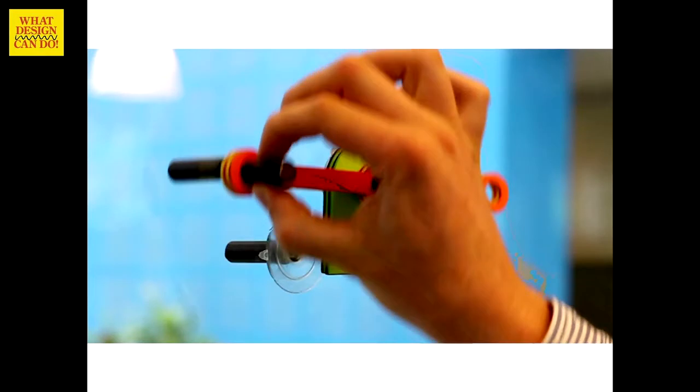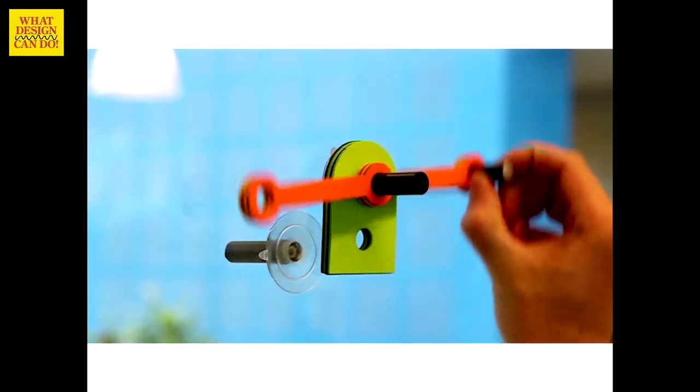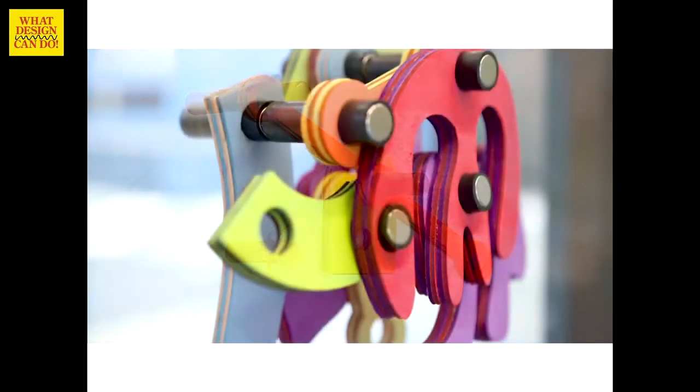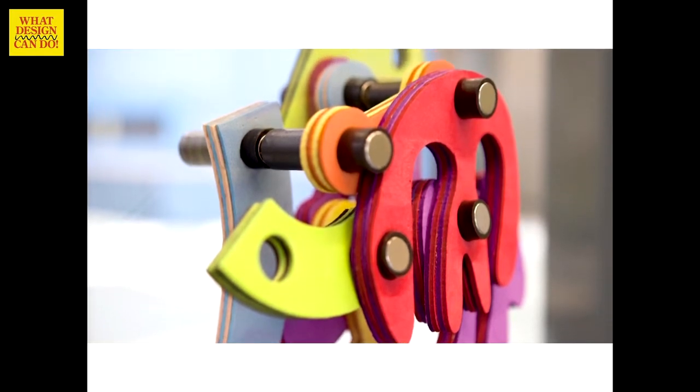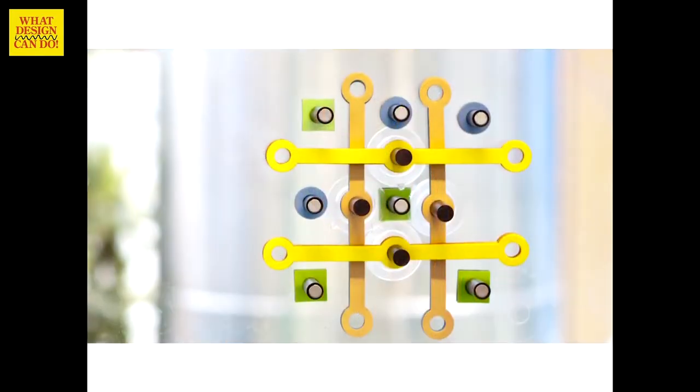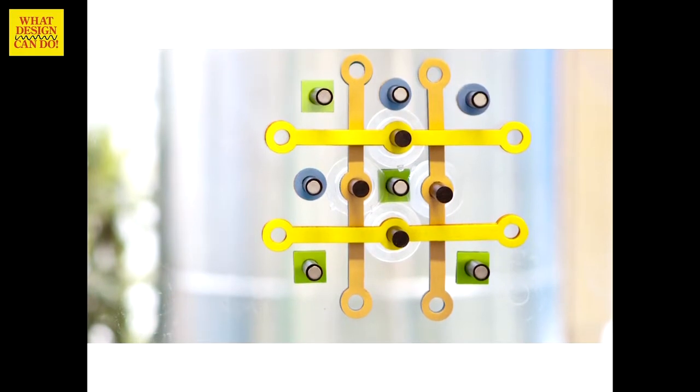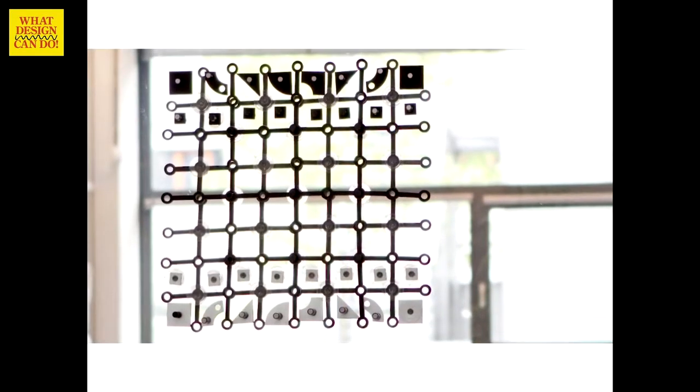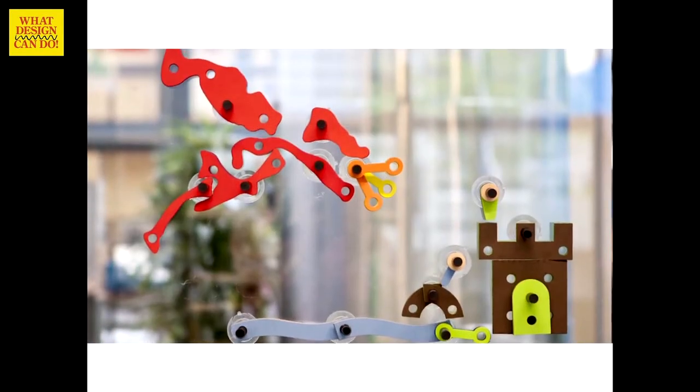So Connect is a set of ambiguous shapes that you can attach to the window using suction cups and magnets. And by combining the ambiguous shapes in different ways, you can play different kinds of games. So you can play existing games like tic-tac-toe, but you can also play chess, or you can build your own fantasy world. To test Connect, I placed it at the oncology department of a Dutch child hospital, and this is what happened.